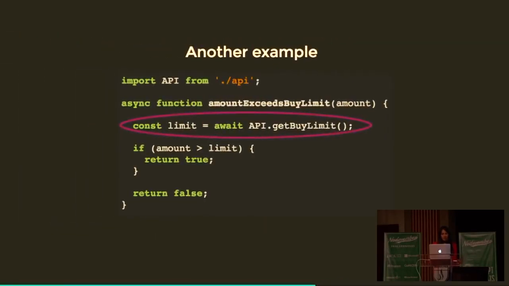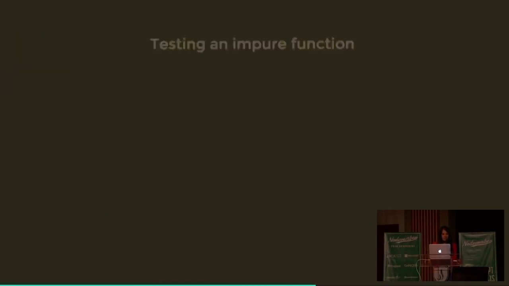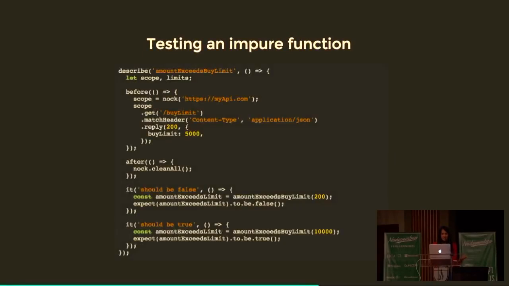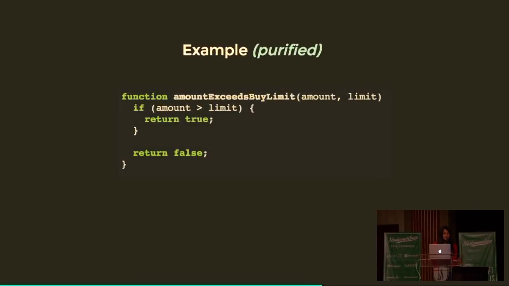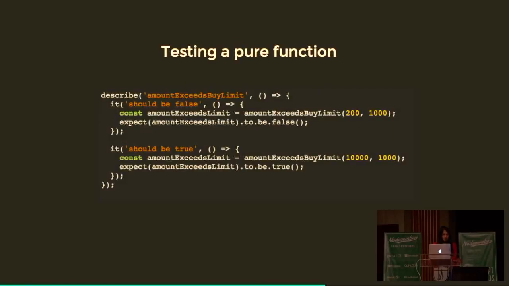When something relies on external state like this, the one thing that becomes really, really hard is testing. To test that function, we have to go find a mocking library, mock out the response from the API, and then test it, which is a pain in the butt, we all know. But if you were to purify this, we're going to assume this function somehow knows the limit. And then you can program at a higher level. You can say, simply, if the amount is greater than the limit, return true, otherwise return false. And now testing becomes so much easier.